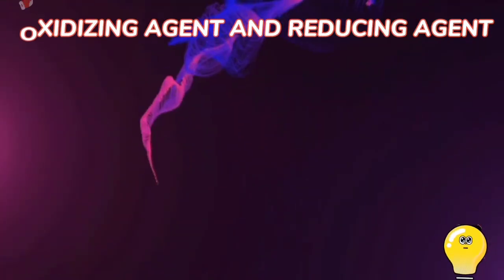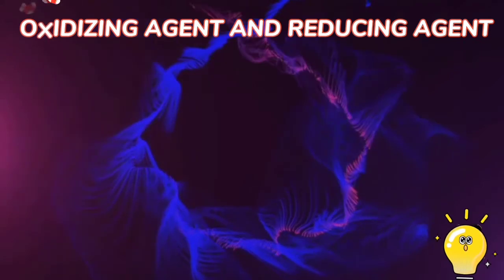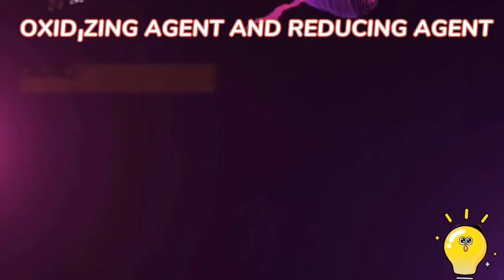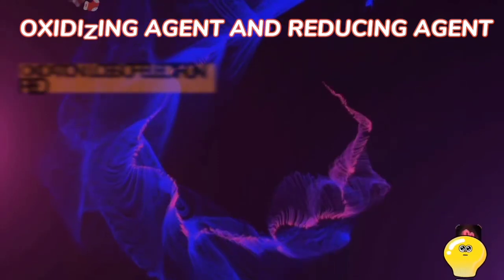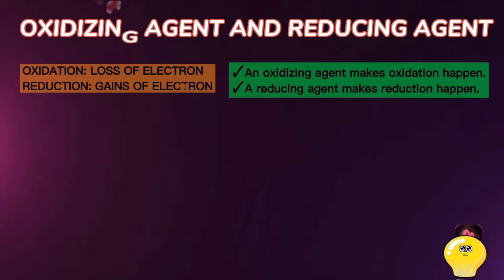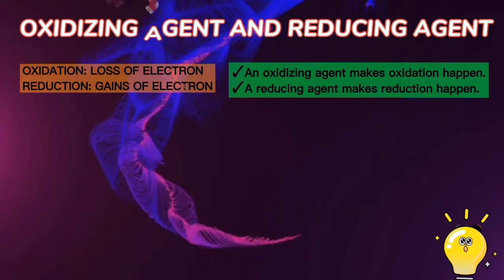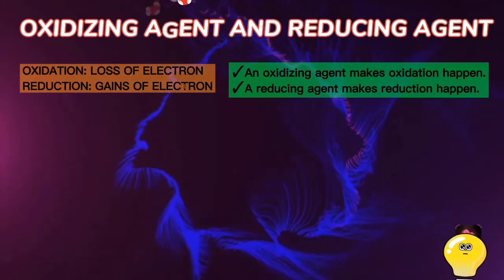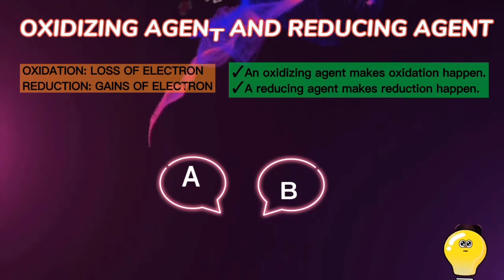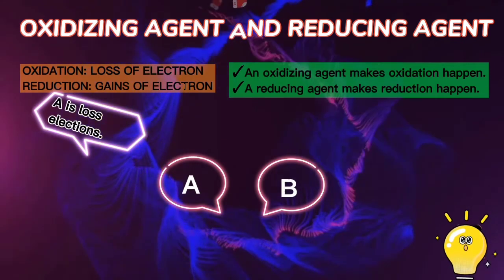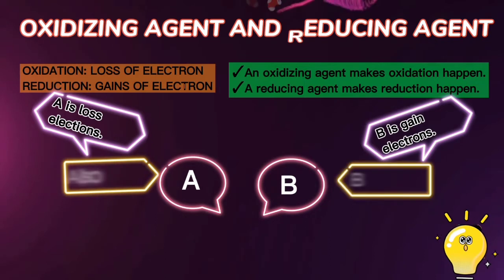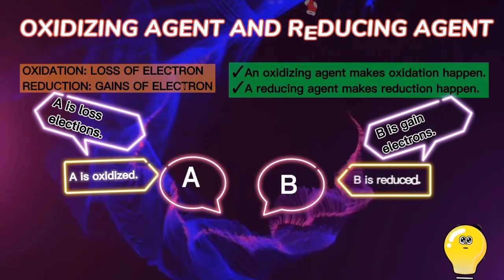Oxidizing agent versus reducing agent. But before that, just remember that oxidation is the loss of electrons, while reduction is the gaining of electrons. An oxidizing agent makes oxidation happen, and a reducing agent makes reduction happen. For example, A versus B. A loses electrons while B gains electrons. A is oxidized and B is reduced.